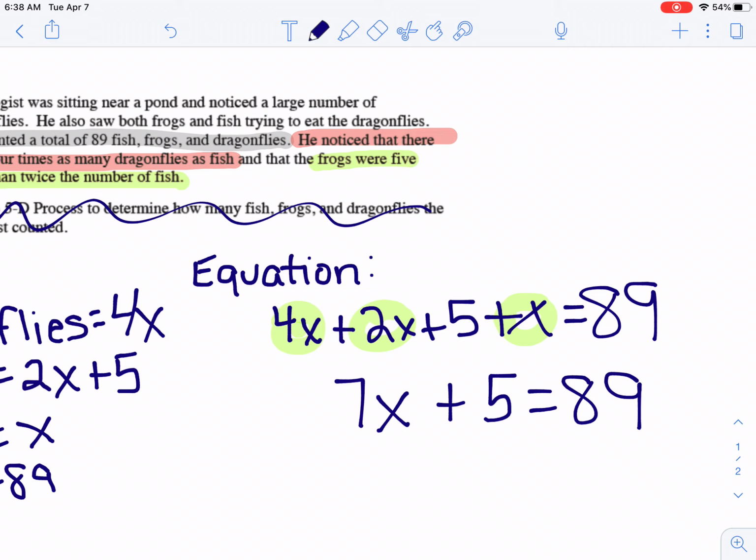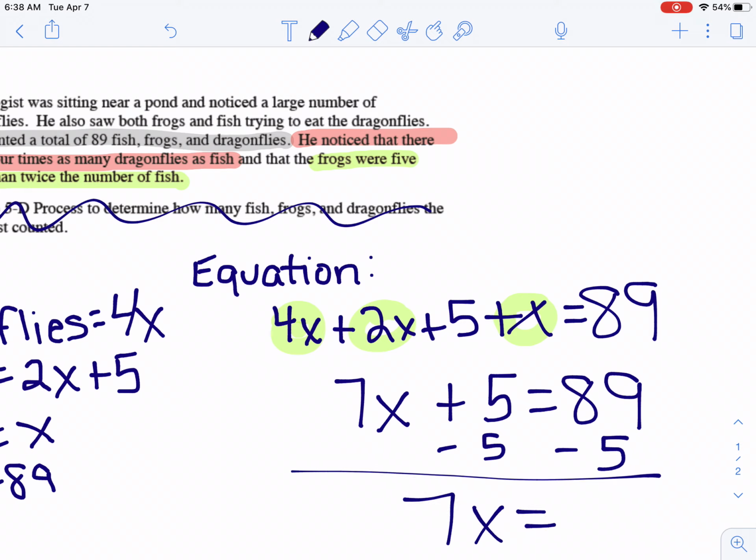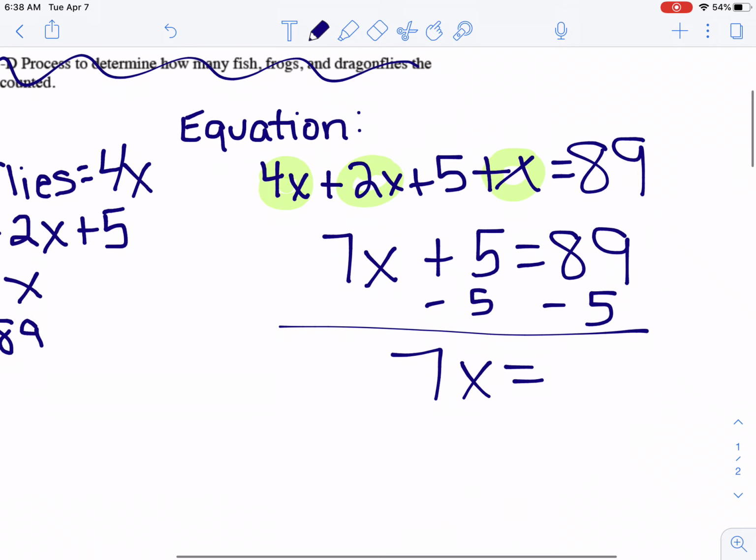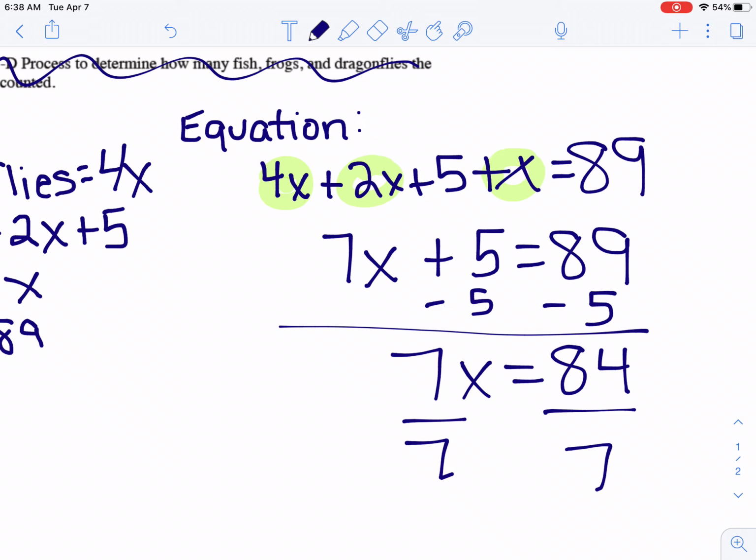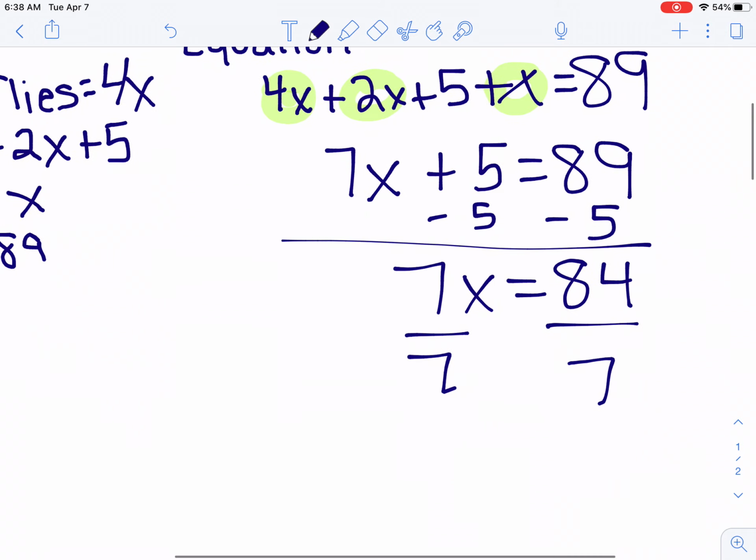Okay, so if you're like, oh wow, I can solve this equation, we're going to subtract 5. And we're left with 7x equals 89 minus 5, and then we're going to be dividing by 7. So in this case, x equals 12.